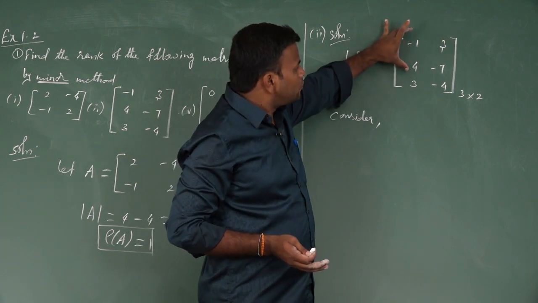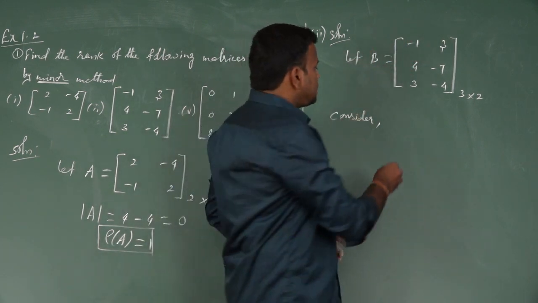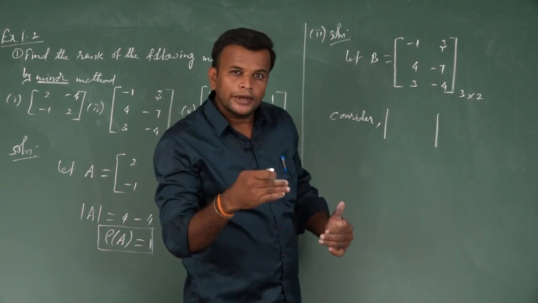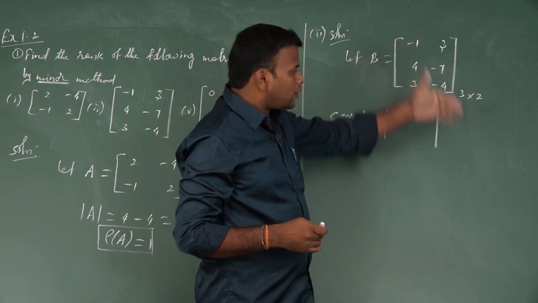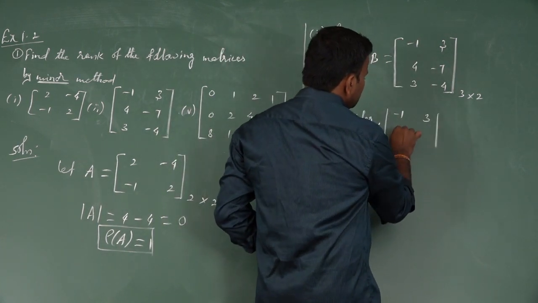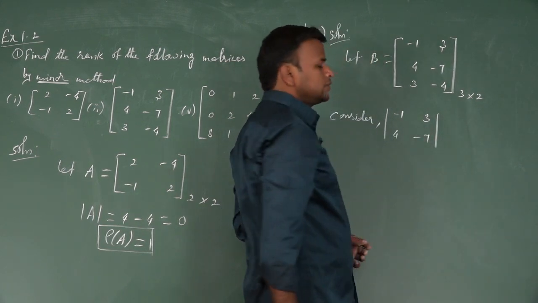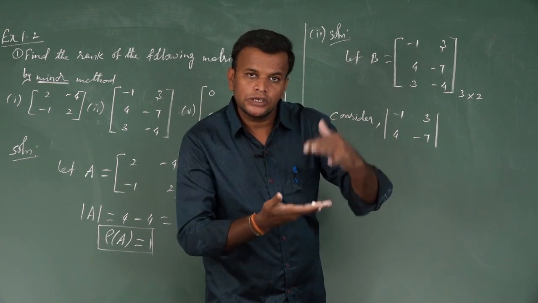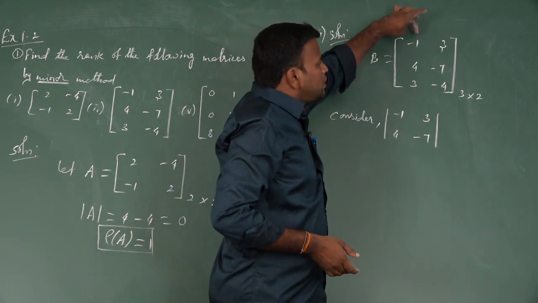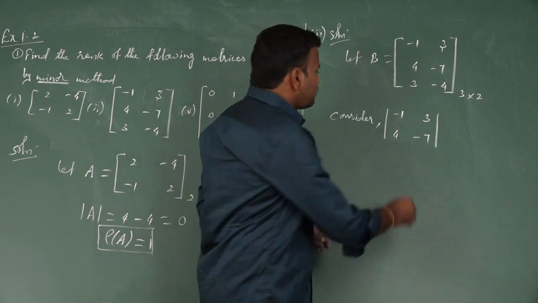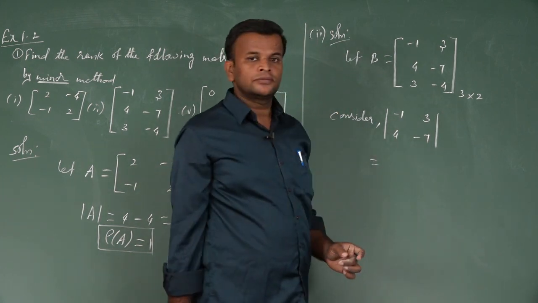Now I consider the first 2 rows in the determinant method. Now I consider the minor method, that means we reduce the order: minus 1, 3, 4, minus 7. I will take the first row and second row. Minor means reduce. Or you can take first and third, or second and third also. Now we find this determinant value.